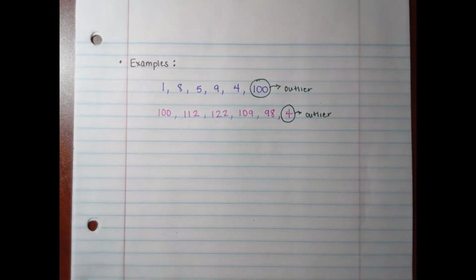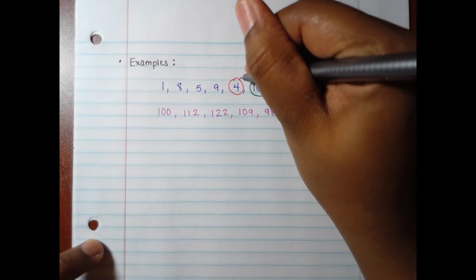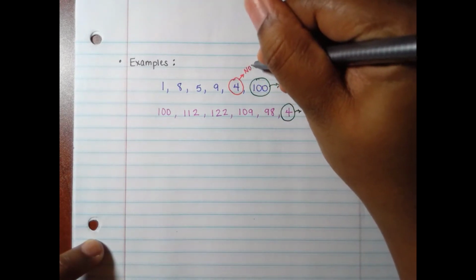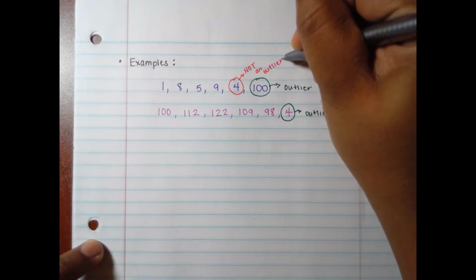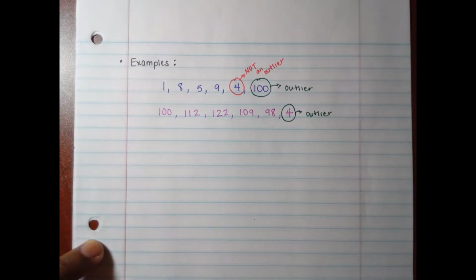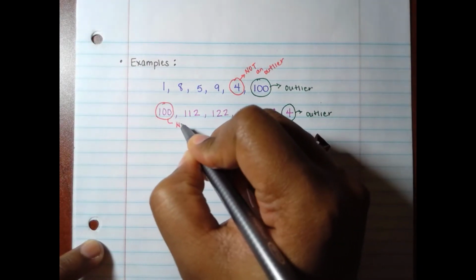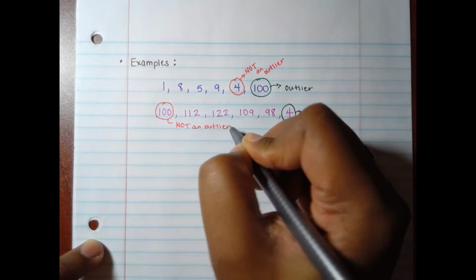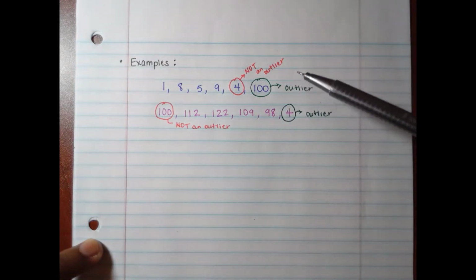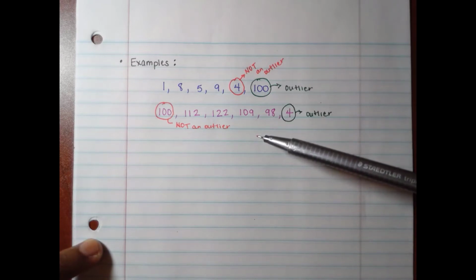So let's go ahead and denote that on the page. So here, 4 is not an outlier. And down here, 100 is not an outlier. So, a number is an outlier if and only if it's the number that doesn't belong in the data set.